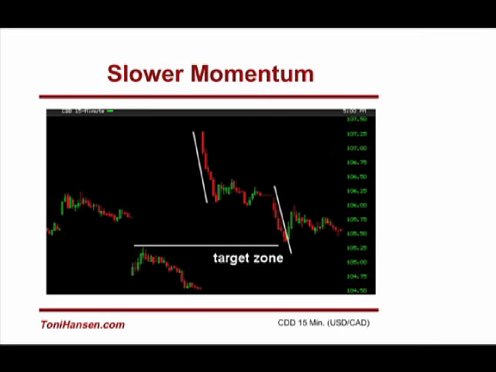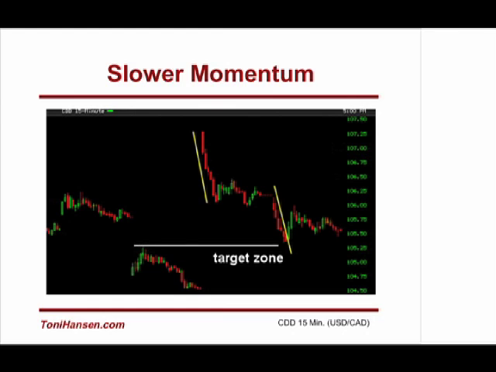Here's another example where we have a slower momentum follow-through. This is another gap dealing with it on the upside here. The initial drop is very, very rapid. This is the CDD, which is the U.S. Canadian dollar. It has a typical two-wave continuation pattern and then another follow-through on this. And we have a slower momentum move on this follow-through.